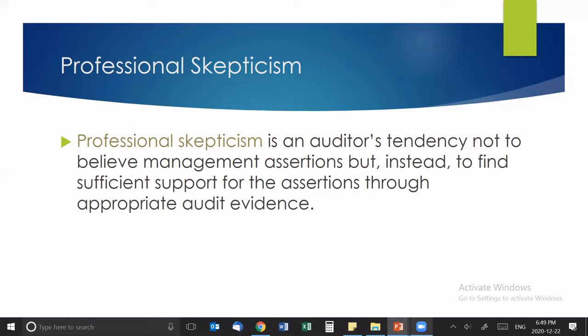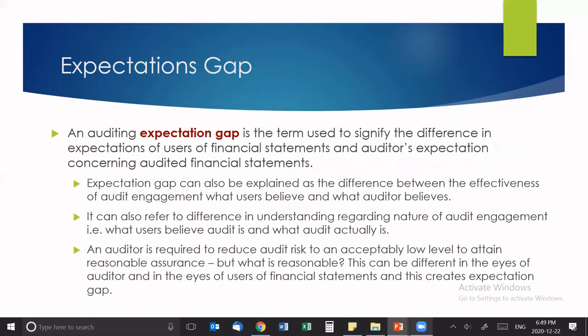So if management is just making a claim that this number is correct because I approved it, or because there are 3 people reviewing it, that's not enough. You can't just listen to what management is saying. You have to get support or evidence to prove that. So you're always kind of skeptical about what management is saying, and you have to do that extra step to actually get the evidence.